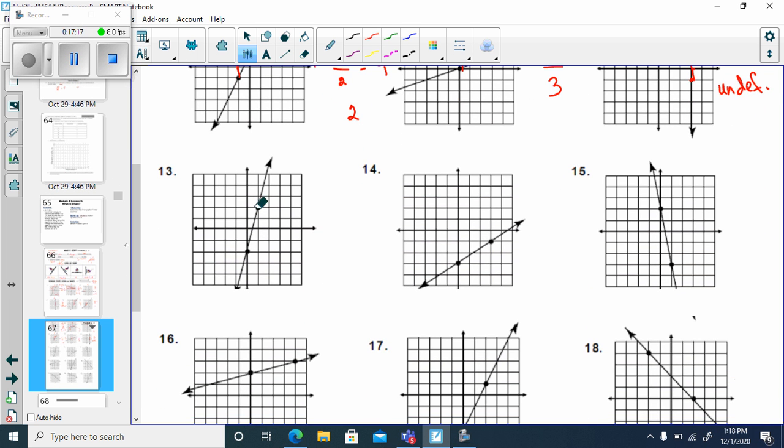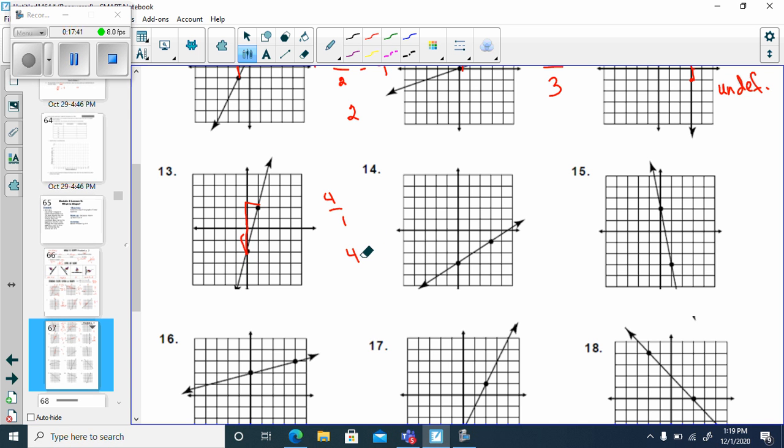Number 13, let's find the slope here. Remember, it's rise over run. Change in y over change in x. Okay, so I'm going up 1, 2, 3, 4, and over 1. Up 4 and over 1. Its slope is 4. 4 divided by 1 is just 4. That means for each 4 you go up, you go over 1.